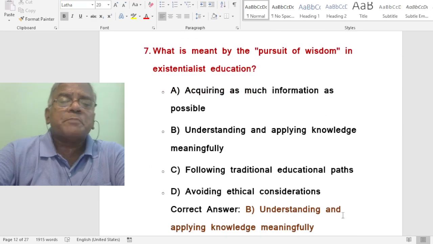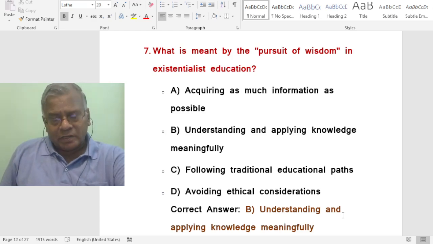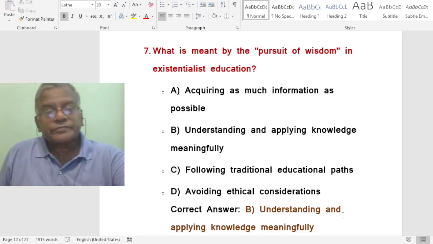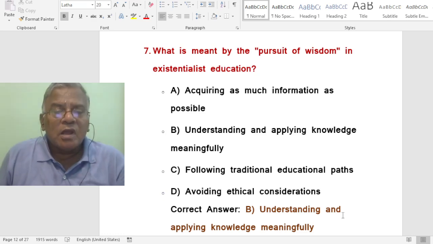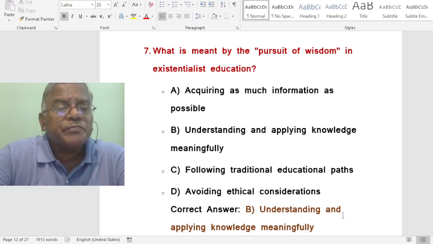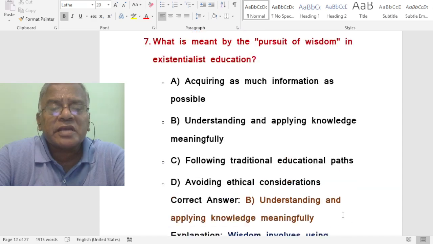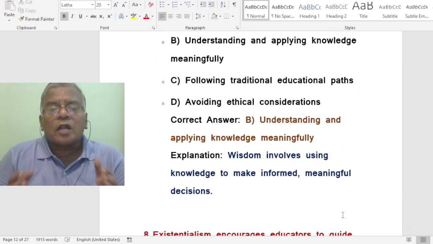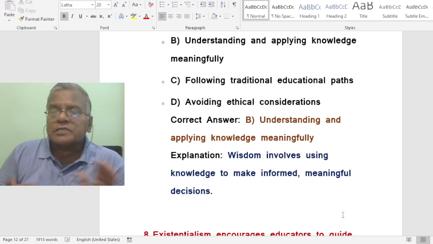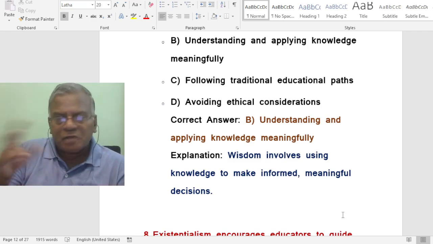What is meant by the pursuit of wisdom in existentialist education? What is the meaning of wisdom in existentialism? Acquiring as much information as possible, understanding and applying knowledge meaningfully, following traditional educational paths, avoiding ethical considerations. Among the four, which is the correct one? Understanding and applying knowledge meaningfully. That is wisdom in existentialism. In all the isms, wisdom comes to that point only.